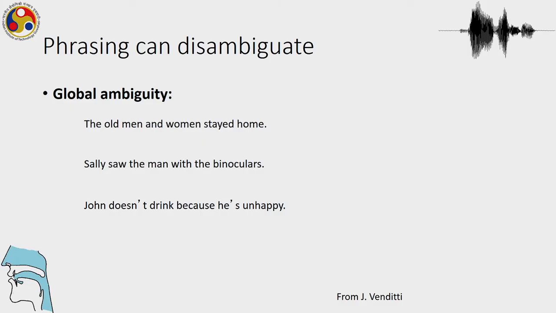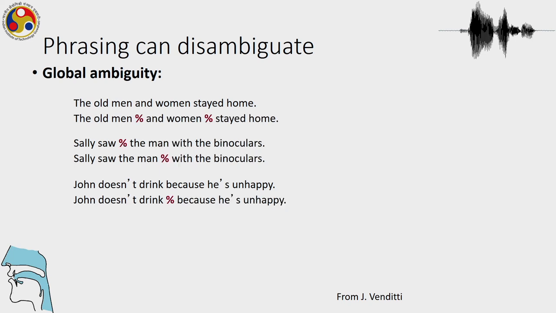The old men and women stayed home, and Sally saw the man with the binoculars, and John doesn't drink because he's unhappy. From what we know about sentence structure, we know that these sentences can be potentially ambiguous because of their syntactic structures. And so these sentences can be disambiguated using intonation. So how can these be disambiguated? This can be disambiguated by chunking, as we saw previously, into different parts.